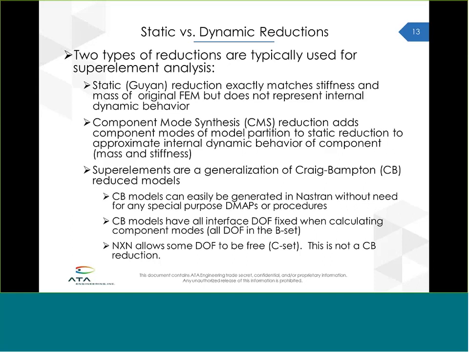And the idea there is when you solve for the component modes, all your interface degrees of freedom are fixed, which is, in Nastran speak, the B set. In Nastran, you can release some boundary degrees of freedom, which again is called the C set. It's not a Craig-Bampton reduction. It's a more general version. It's still using component modes. It just doesn't fit the criteria for what a Craig-Bampton reduction is.